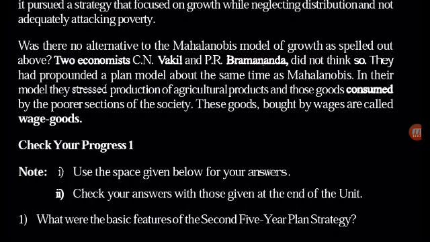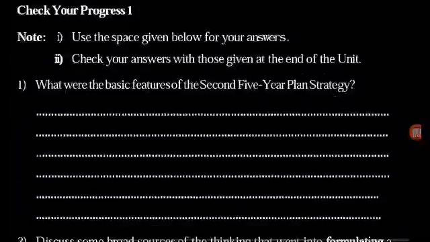Brahmananda did not think so. They had propounded a plan model about the same time as Mahalanobis. In their model, they stressed production of agricultural products and goods consumed by the poorer sections of society. These goods bought by wages are called wage goods.